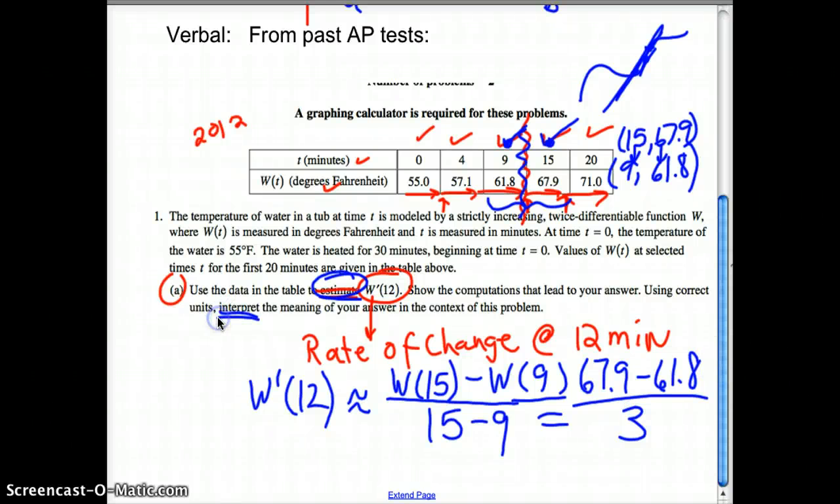And it says, interpret your meaning. This is very important. What does this mean? When I get my answer, what is this on the top? That is my degrees. And a fraction always means per. A rate of change is always like miles per hour, or in this case, degrees per minute. So what that gives me is my average rate of change, and I'm using that to approximate what happens at 12 minutes.